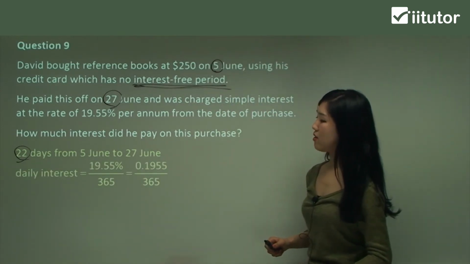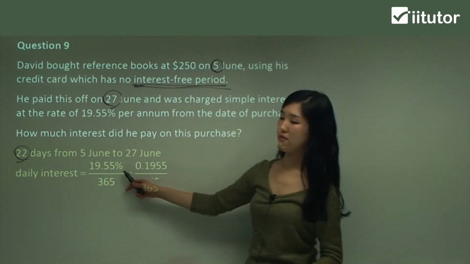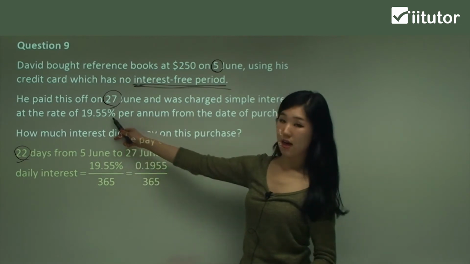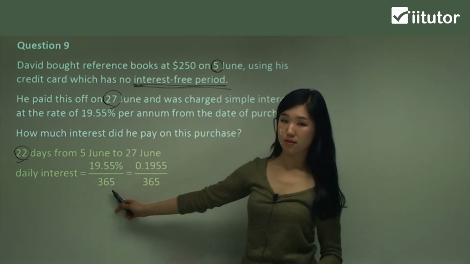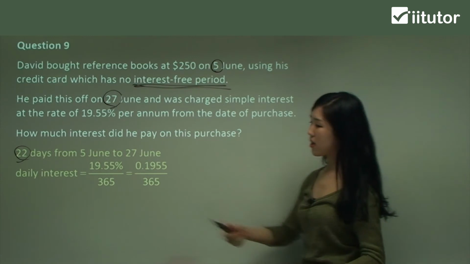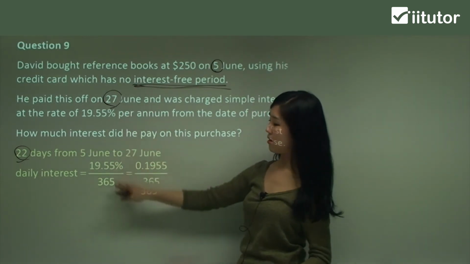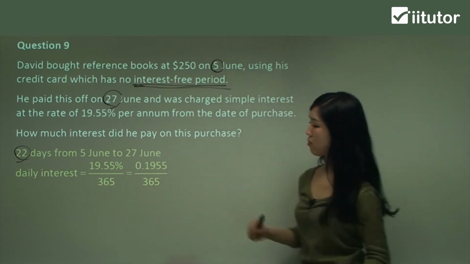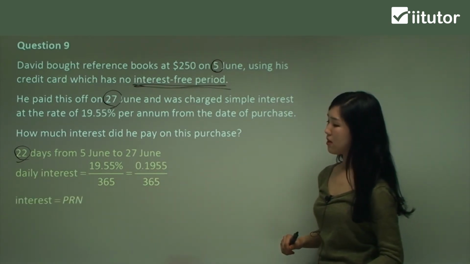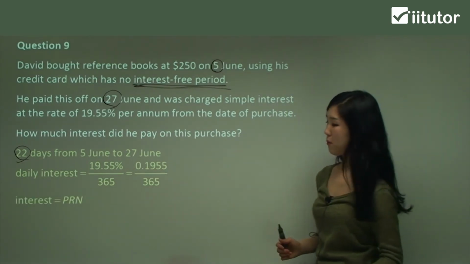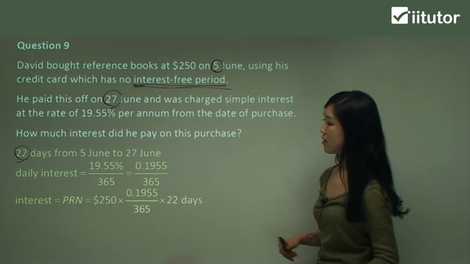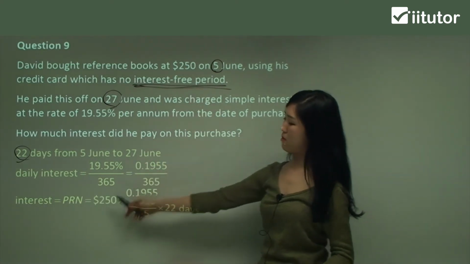And our daily interest will simply be the 19.55%, divided by 365. Because we're working with days, it's a good idea to change this rate into a daily rate. So that's what I'm doing. Now interest equals PRN. You all know this formula. Just put it in. And you should get $250, which is the purchase price of the book.